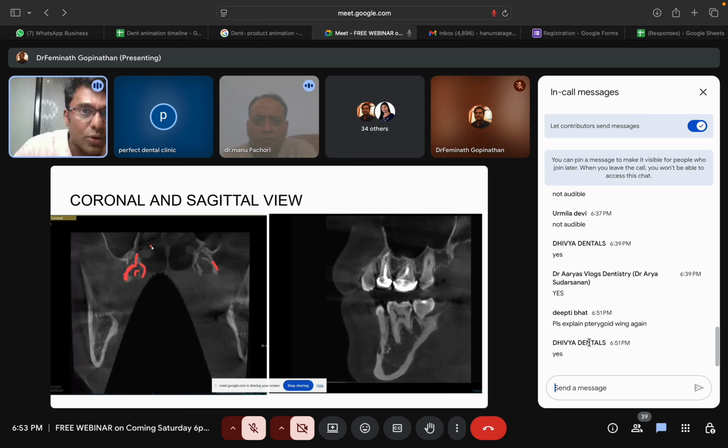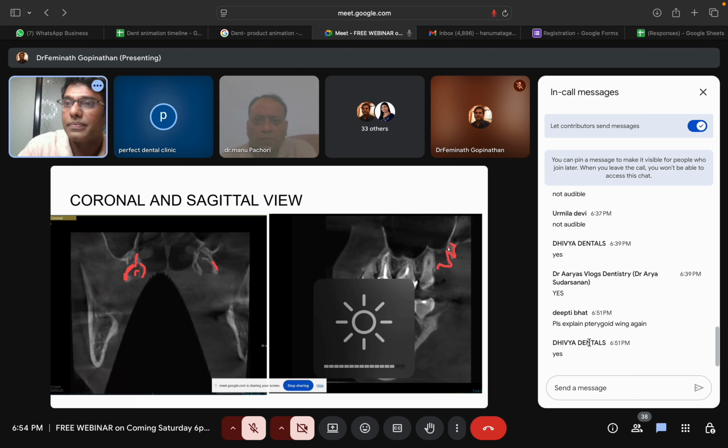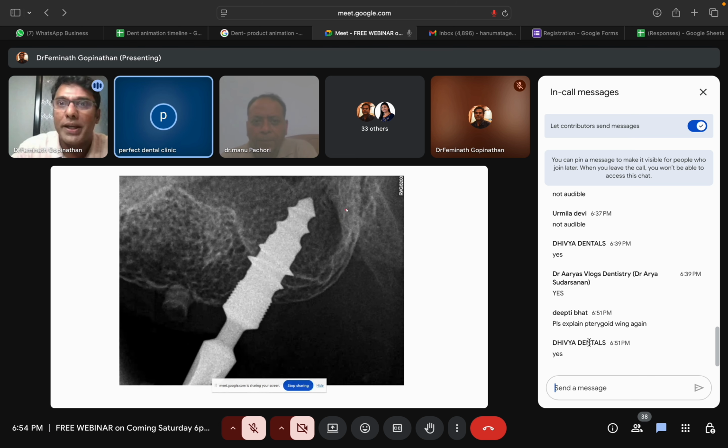This is the coronal section. This is the sagittal section. Similar to the OPG, you can see this is the outline of the tuberosity region, and this is the sagittal section of the pterygoid plate. This is the pterygoid plate. This one. Is it clear now? Here in the IOPA, this is the pterygoid plate.